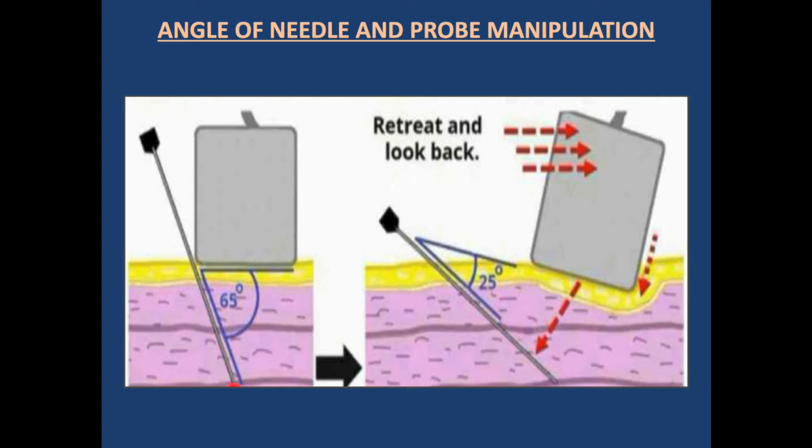This is a diagram showing the maneuvering of the ultrasound probe to visualize the areas, and the relation of the angle of the needle with the probe. So you see there is a 65 degree angle in a routine manner, but if we press one side of the probe, we can bring this angle to 25. So the needle is visualized best.